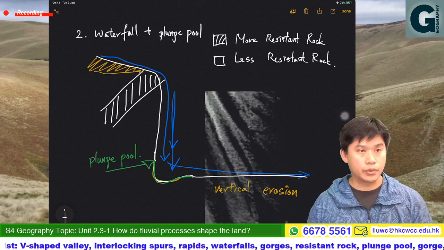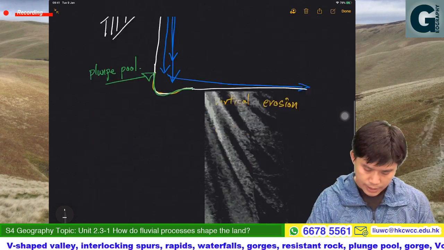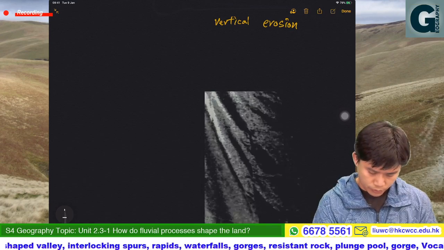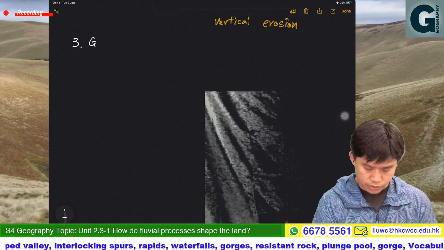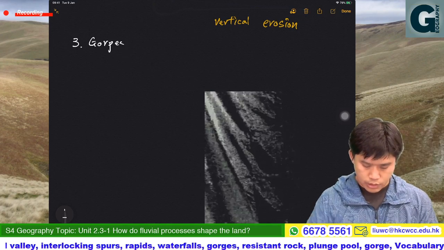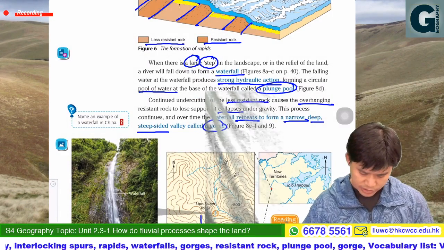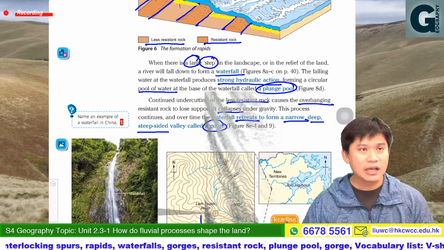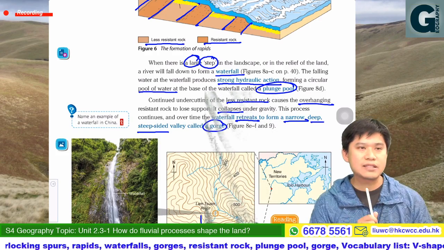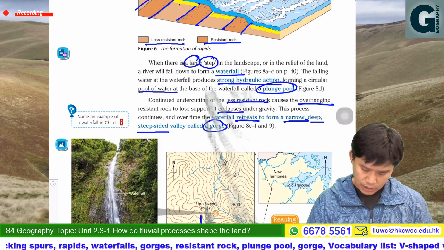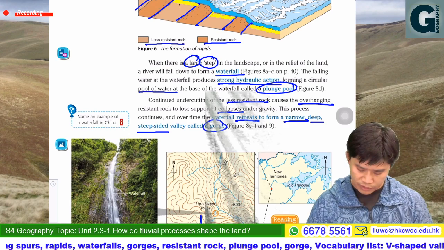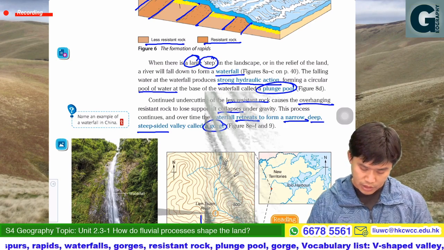And punch pool. Okay, then the third one, gorgeous. Okay, let's go back to the textbook first. For gorge, I would say that it's relatively difficult to understand. Why? You may just have a look at the paragraph.